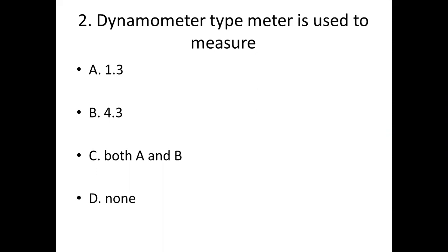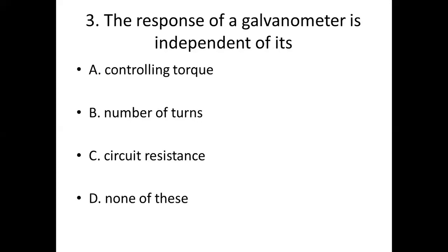both A and B, option D none. Answer guess cheyandi. Option C both A and B. Third bit, the response of a galvanometer is independent of its option A controlling torque, option B number of turns, option C circuit resistance, option D none of this.